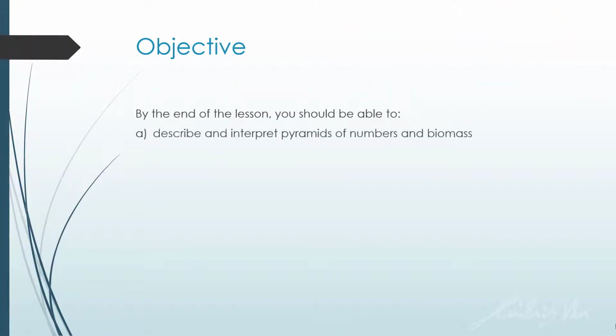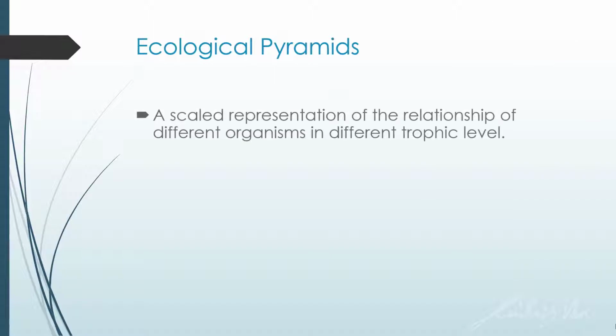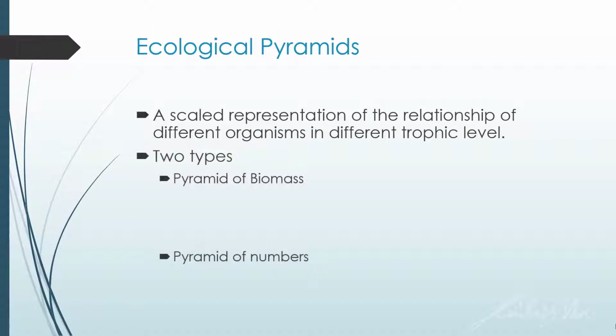After learning about trophic level and food chain, in this video, you will learn about ecological pyramids. By the end of this lesson, you should be able to describe and interpret pyramids of numbers and biomass. There are two types of ecological pyramids. An ecological pyramid is a scaled representation of the relationship of different organisms in different trophic levels. As mentioned, there are two types, pyramid of biomass and pyramid of numbers.